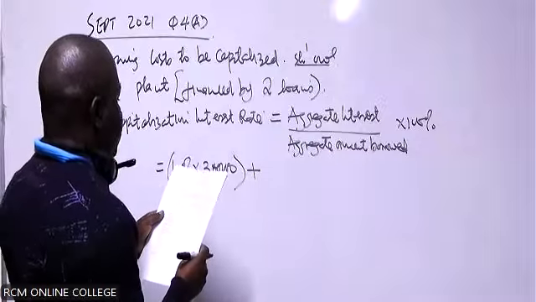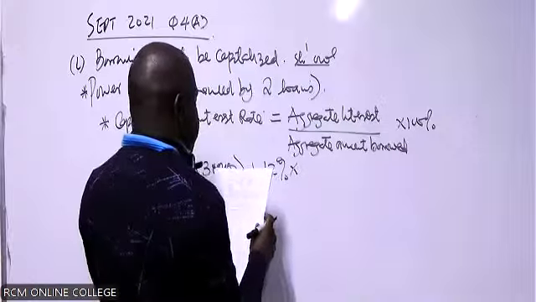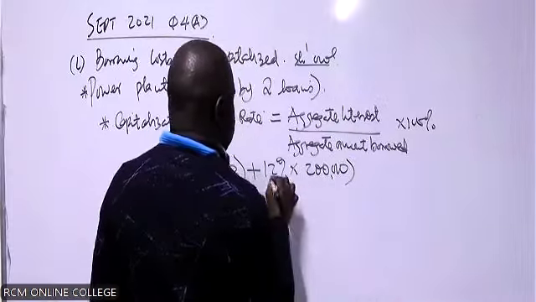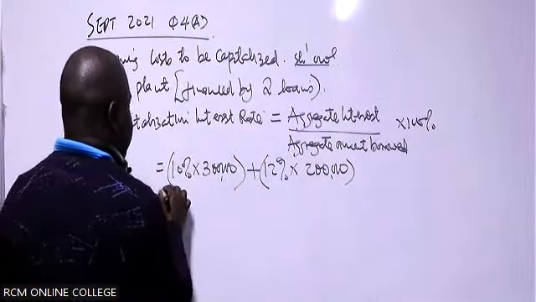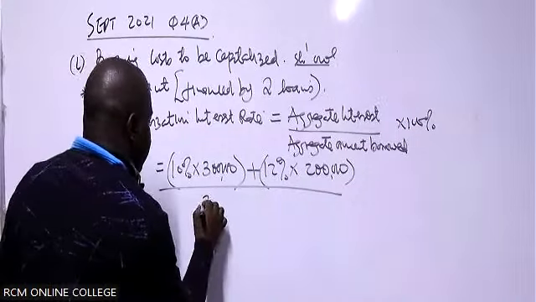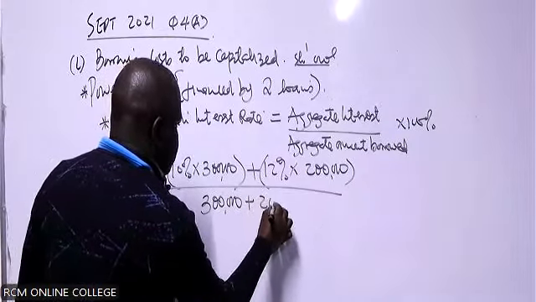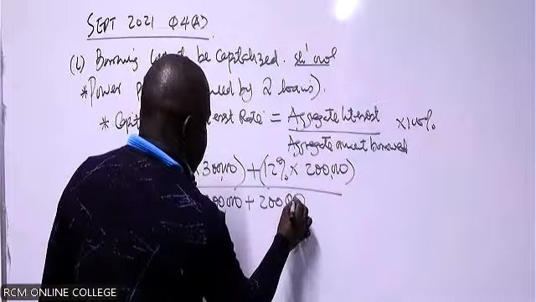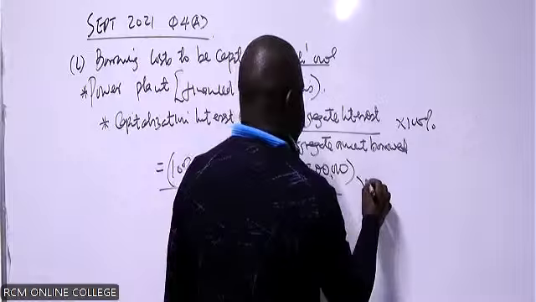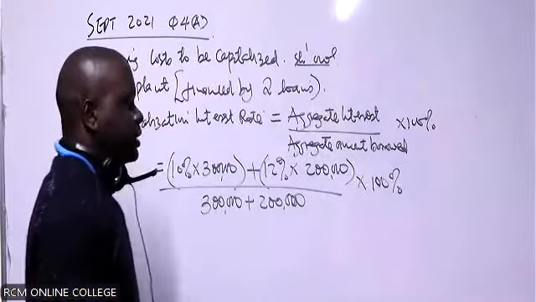We take the 12% on the bond times 200,000. Then divide by the aggregate amount borrowed, which will be 300,000 plus 200,000. Then you multiply by 100%. So what are you getting as the percentage?